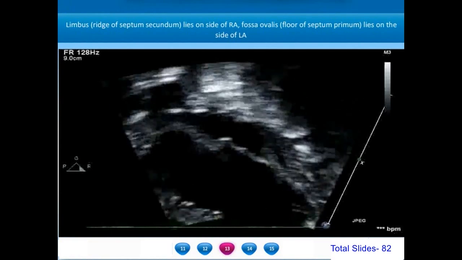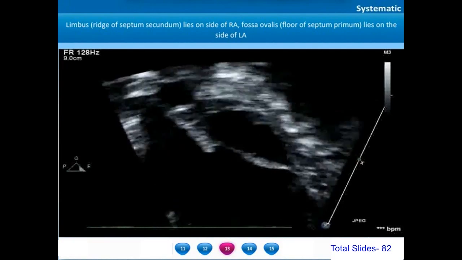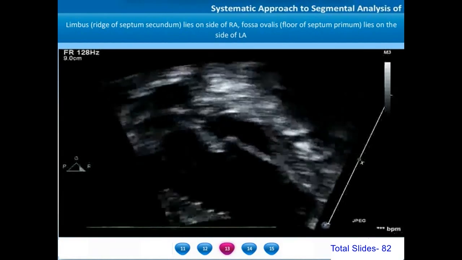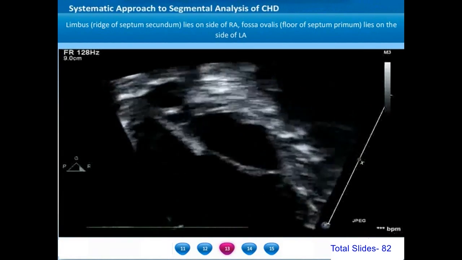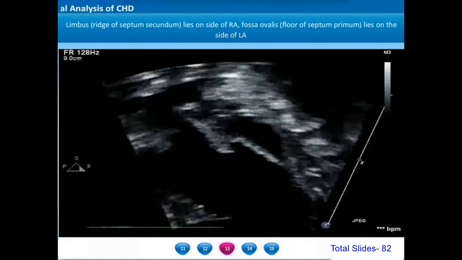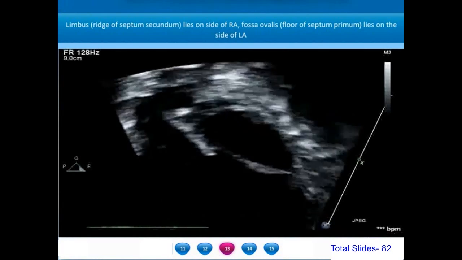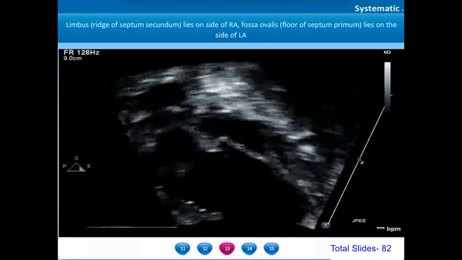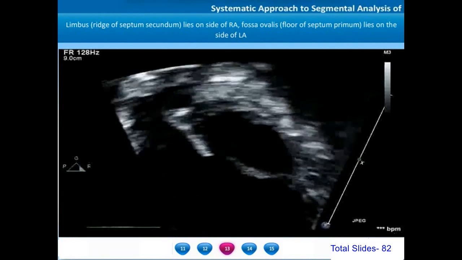In this subxiphoid short axis view, we appreciate the superior vena cava entering into the right atrium. The right atrium is seen on the left side of the screen. If you track the atrial septum from above, the protruding ridge of septum secundum can be seen pointing towards the right atrial side. This limbus of fossa ovalis will show where the morphological right atrium is.